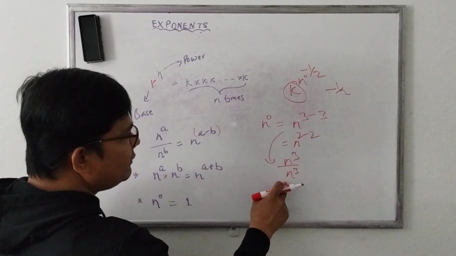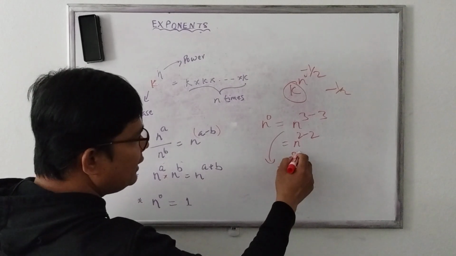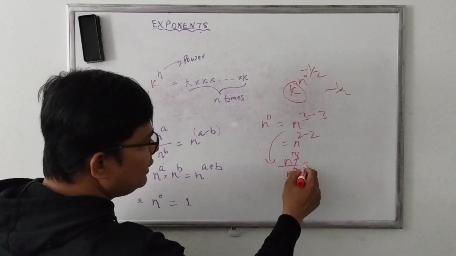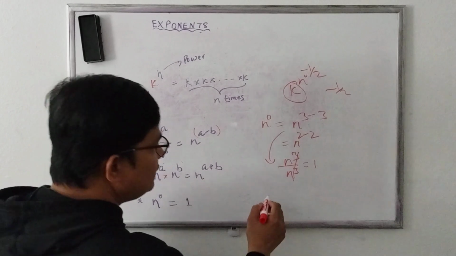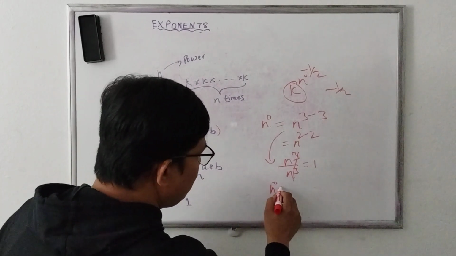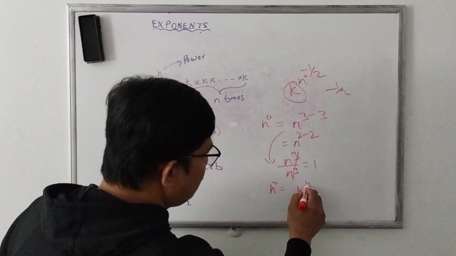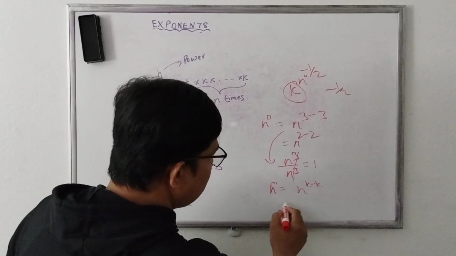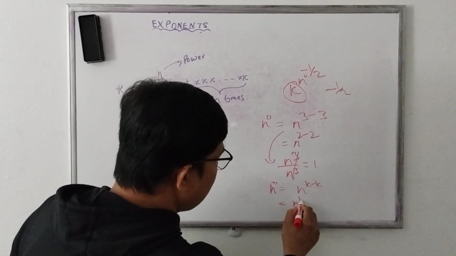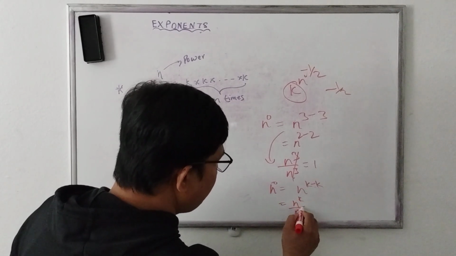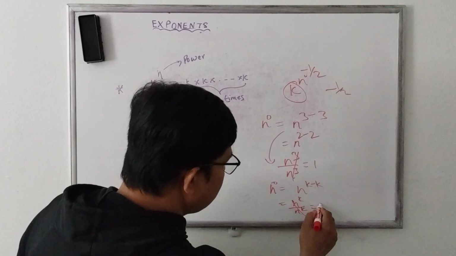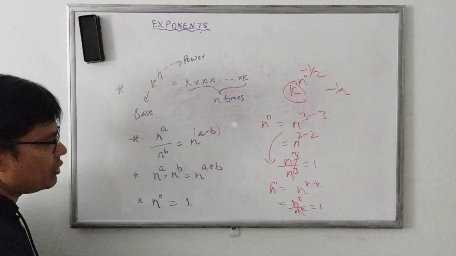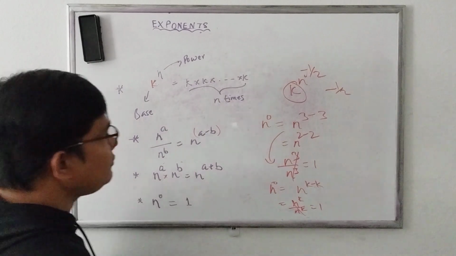So here in one example, n power 3 divided by n power 3. If we divide n power 3 by n power 3, it means 1. Or in the general case, n power 0 can be written as n power k minus k, which means n power k divided by n power k, and hence it's 1. That's why n power 0 is always 1.